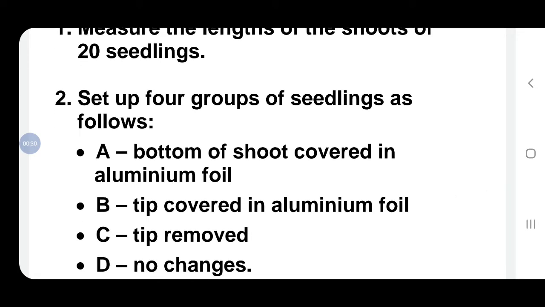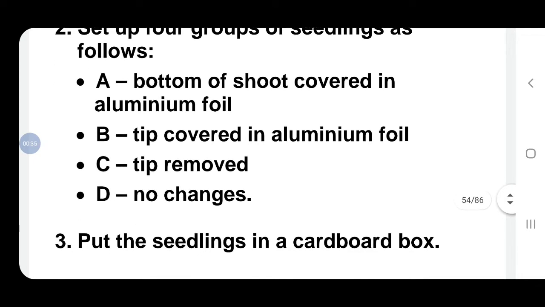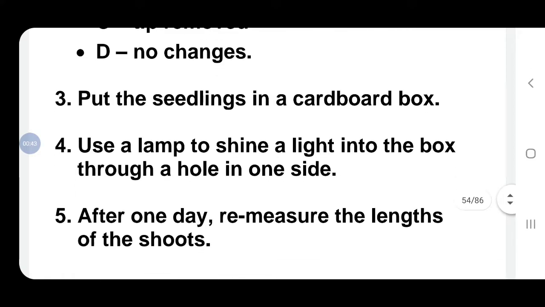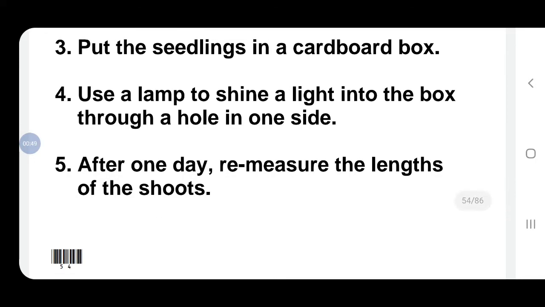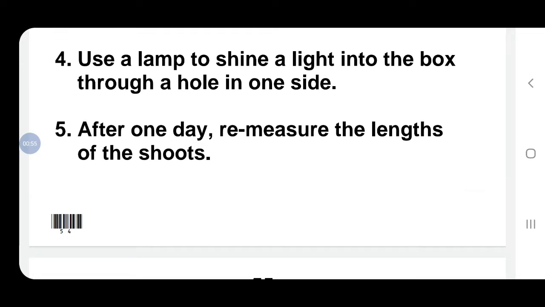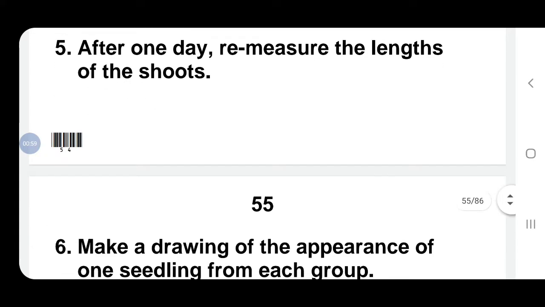A. Bottom of shoot covered in aluminium foil. B. Tip covered in aluminium foil. C. Tip covered. And D. No changes. Put the seedlings in a cardboard box. Use a lamp to shine a light into the box through a hole in one side. After 1 day, re-measure the lengths of the shoots.